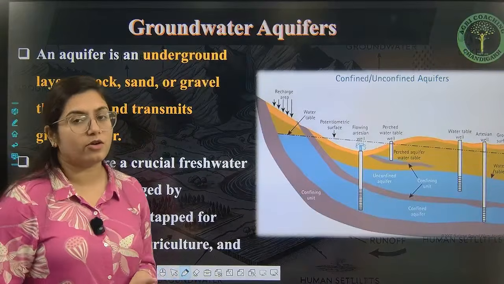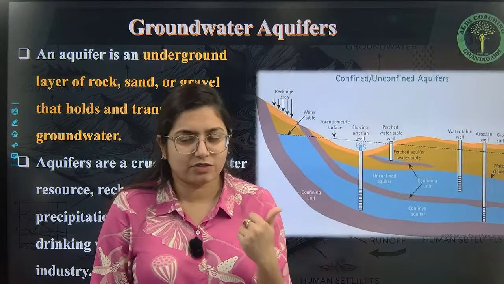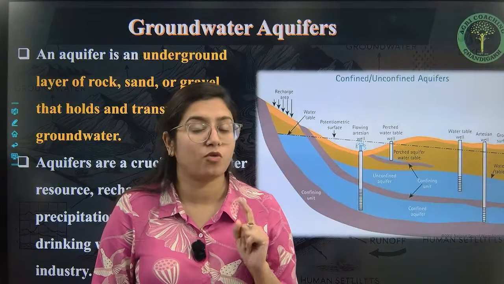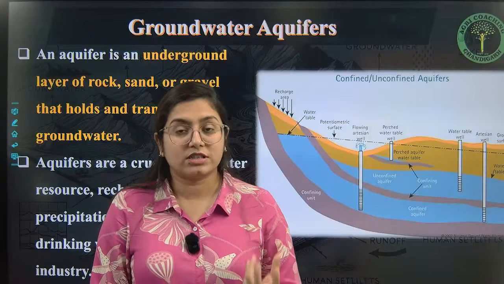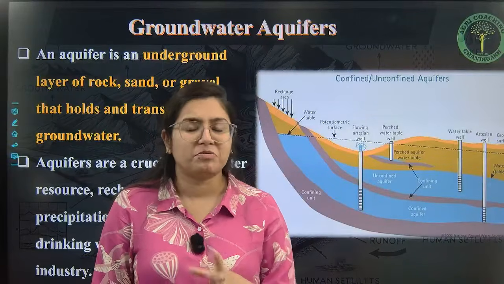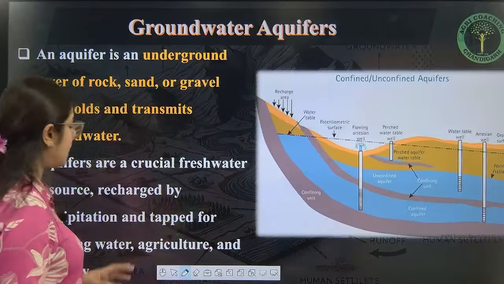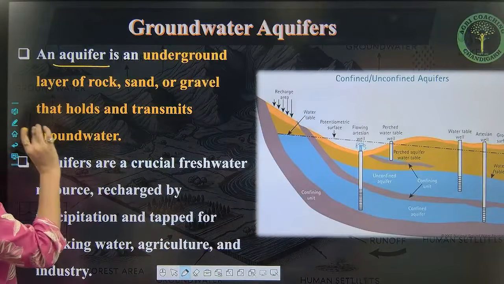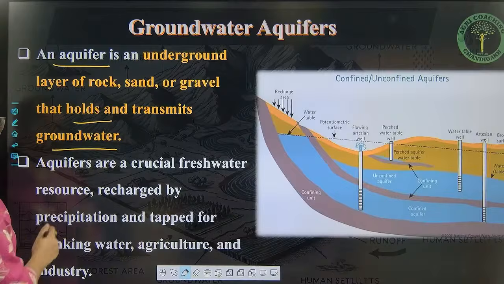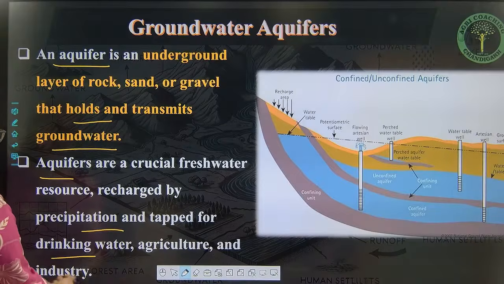Now, let's talk about the groundwater aquifers. We read just 4 to 5 slides ago that groundwater is also an important component of the watershed. Groundwater is held in layers of permeable and non-permeable material, like rock, sand, and many other materials, whose function is to hold and transmit the water. Now, see the definition. An aquifer is an underground layer of rock, sand, or gravel that holds and transmits groundwater. Aquifers are a crucial freshwater resource, recharged by precipitation and tapped for drinking water, agriculture, and industry.